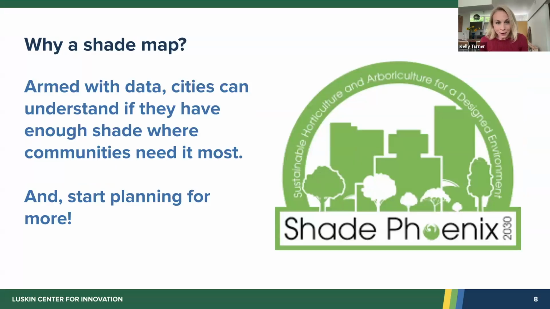So the first step is awareness, and that's a big reason why we are here today to build this map. And we hope that armed with data, cities can understand if they have enough shade and which communities have access to it, and then start planning for more. And I'm showing the example here of one of our partner cities, Phoenix, which has done exactly that. Next slide.